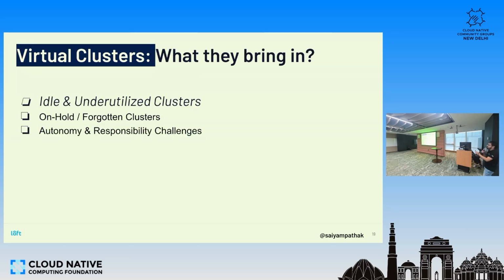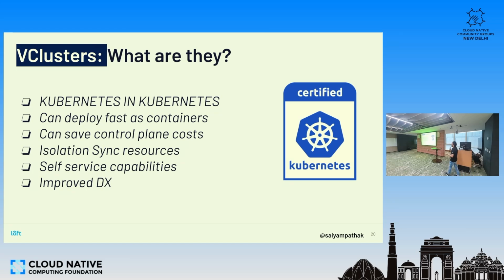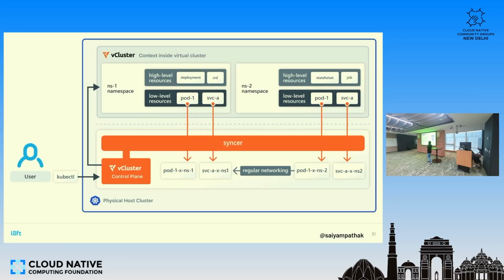What they bring in, I have already explained. It's a CNCF certified distribution that can deploy as fast as containers, because every vCluster will be spinning up as a pod on the host cluster, which will be a stateful set. And this is how it looks.